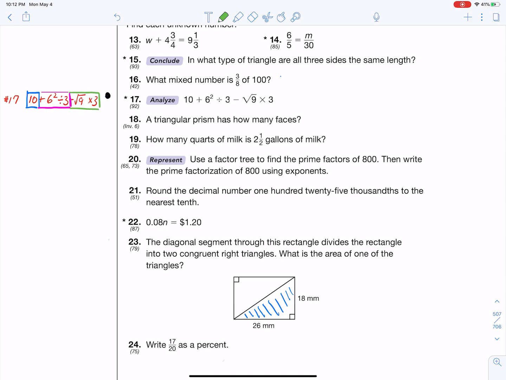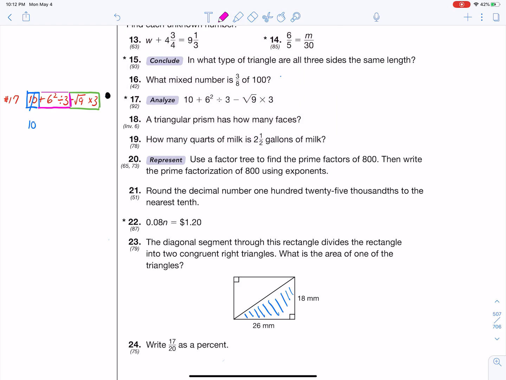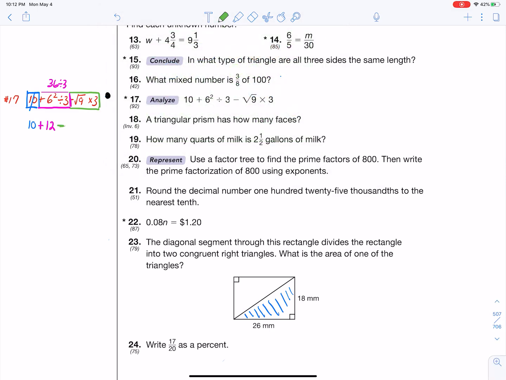There we go. All right, blue box already has just one number in it. Don't have to do anything else with it. Pink box, I have addition, and it's 6 squared, which is 36, because it's 6 times 6, divided by 3. Ooh, tricky. That would make 12. And then the last box, I have minus, and it's square root of 9, which is 3, times 3, which would be 9, ironically. 10 plus 12 would be 22. 22 minus 9 would be 13. There we go. All done.